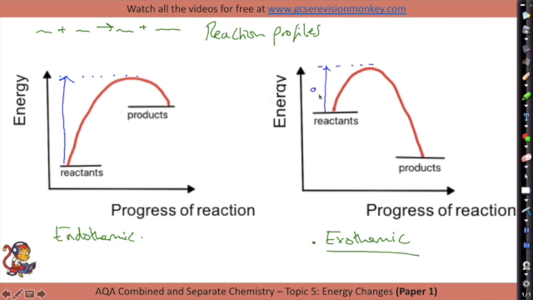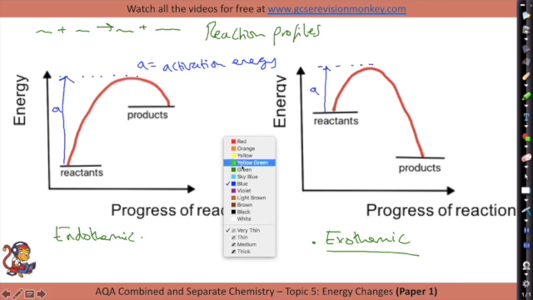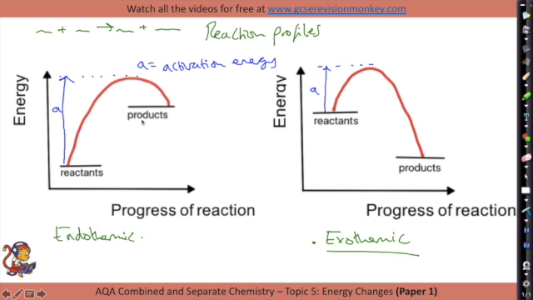This I'll label A, but it's the activation energy. This is the minimum amount of energy needed for a reaction to happen. And this comes up in paper 2 when you're talking about collision theory as well. So A is the activation energy, and the other thing that you might have to label is the overall energy change, which I'll just call delta H, because that's what we normally call it. Overall energy change, and that's the difference between the reactants and the products.